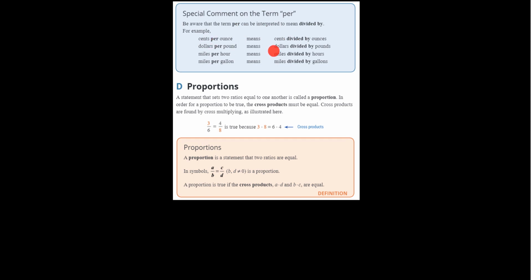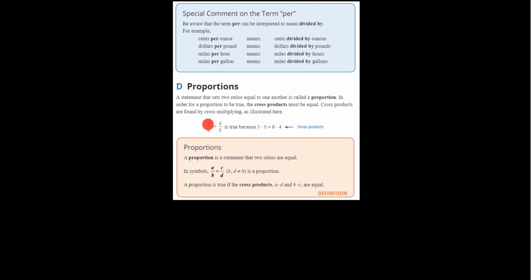Dollars per pound, the same thing as dollars divided by pounds, and so on. Lastly, we're talking about proportions. A statement that sets two ratios equal to one another is called a proportion. In order for the proportion to be true, the cross products must be equal. Cross products are found by cross multiplying, as illustrated here.